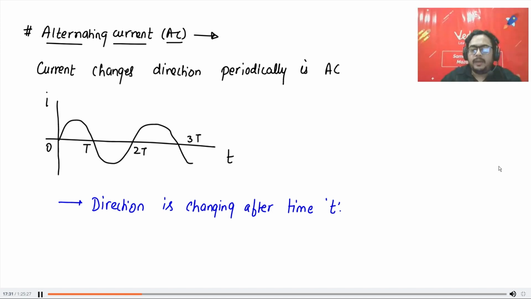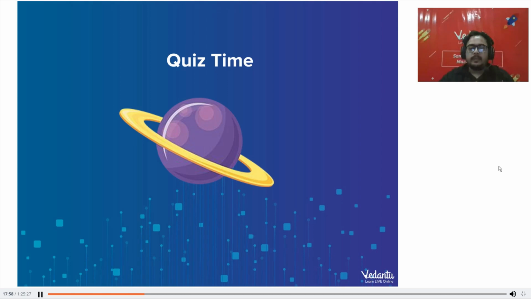So I'll finally ask, is the difference between direct current and alternating current clear to everyone? Final question, final time I'm asking. If current is always flowing in one direction, it is direct current. If it is changing its direction after a fixed interval, it is called alternating current. बहुत बढ़िया.